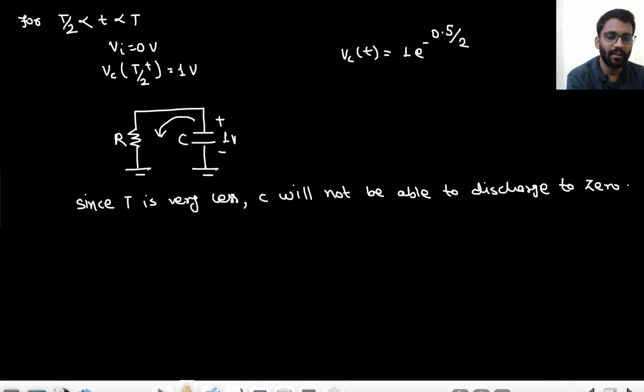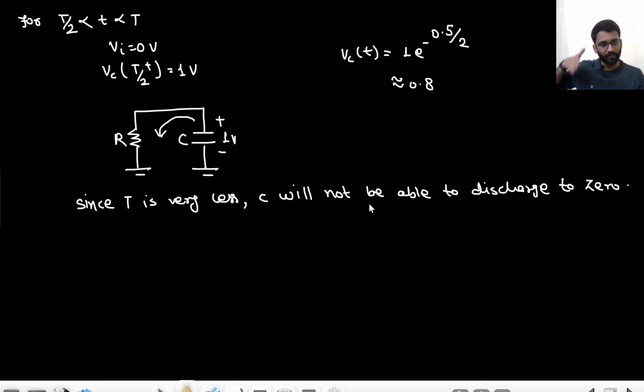So from 1 it is trying to discharge to 0, but it is getting the time window of only 0.5 second and time constant is 2. So that's why I wrote this equation. So let's just see what will be the answer. So e to the power minus 0.5 by 2, nearly it is 0.8 volt. Okay. So it is discharging.